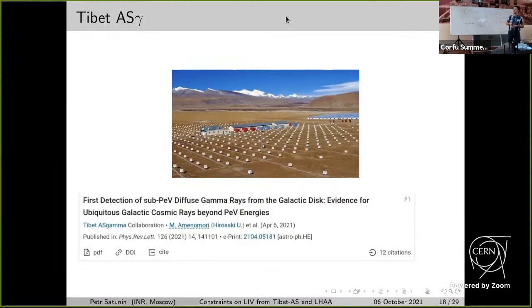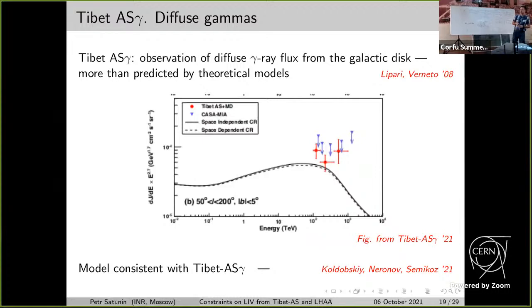I do not have much time, so now I come to the experimental part. The first experiment I discuss here is the Tibet-ASgamma experiment. It is quite an old experiment set up in the mountains of Tibet in China. In April of this year, it published a paper in Physical Review Letters about the detection of sub-PeV diffuse gamma rays from the galactic disk, which is the result of the Tibet collaboration. This is a part of the result from the outer galactic disk.